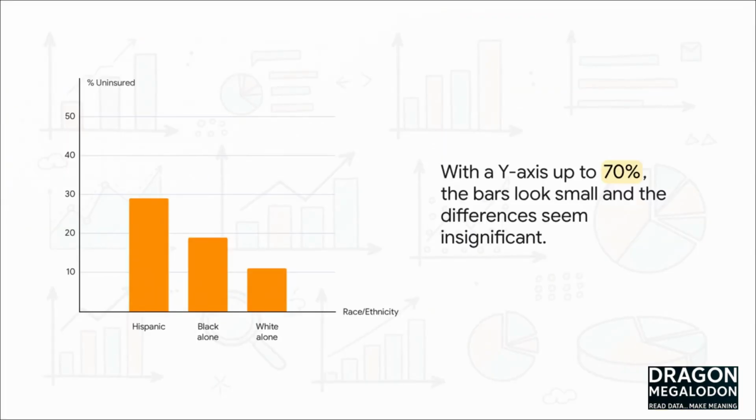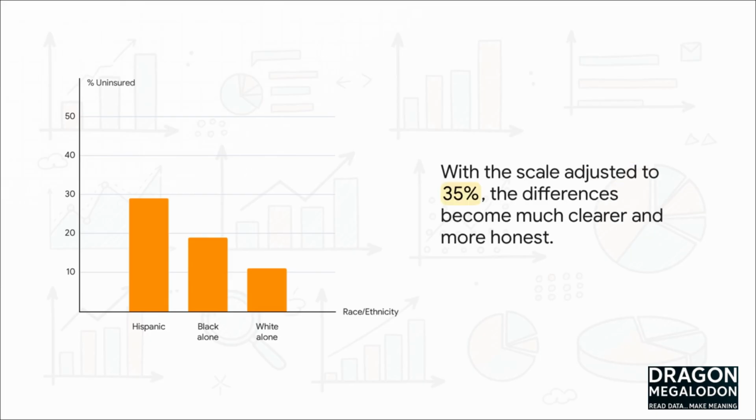Take a look at this bar chart. It shows the percent of people without health insurance. But look at that vertical axis. It goes all the way up to 70%. Because of all that empty space, the bars look tiny, and the differences between them look pretty insignificant. The story this graph is telling is, nothing to see here, folks. Move along.